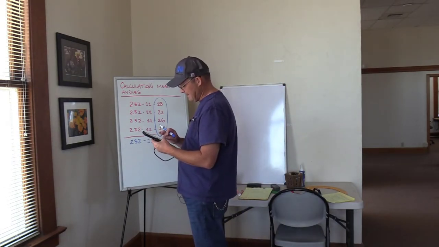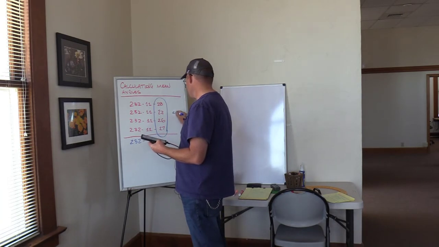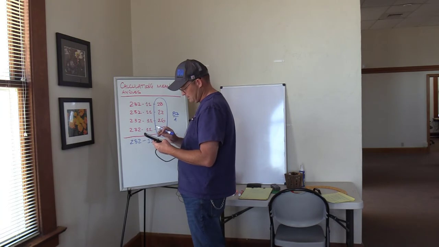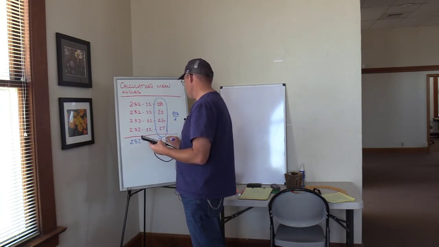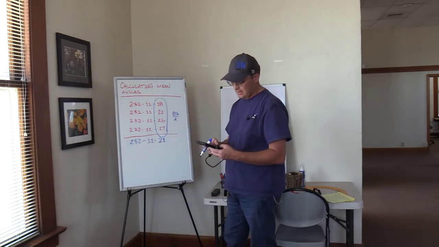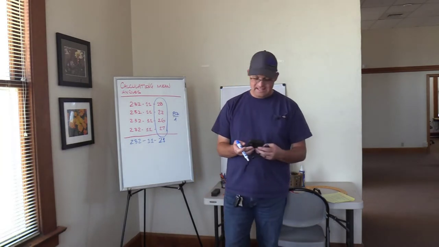So we've got 18 plus 22 plus 26 plus 17. It's going to be 83. And we're going to divide that by four to get the average. It's going to be 20.75, so I'm going to round up to 21. So that's our average angle. Now that is the easy way to do it.